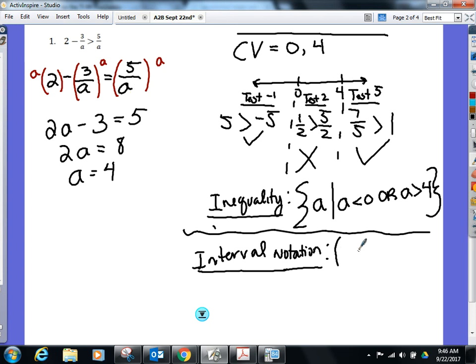So what we're going to do is 0 all the way to, where does it go to? 0 to negative infinity. And that's that upside down 8. So that's in interval notation. That's how I write everything less than 0, from 0 to negative infinity. There's also another answer, though, right? From 4 to positive infinity. And how do I write that now? Parentheses or brackets? Parentheses. 4, comma, positive infinity.